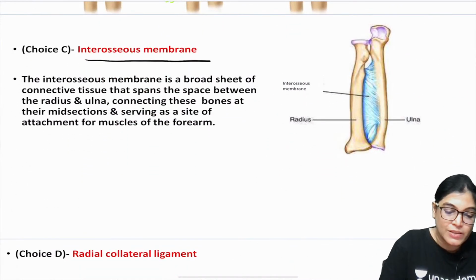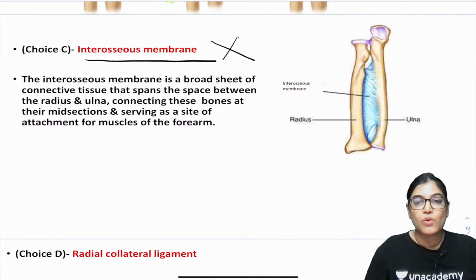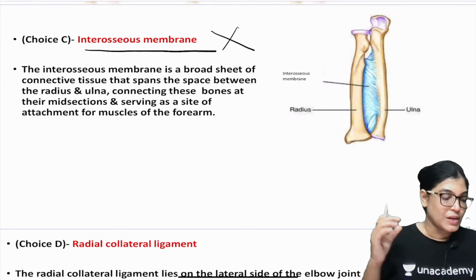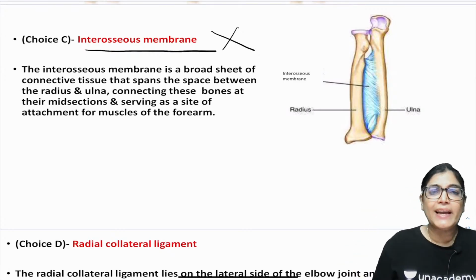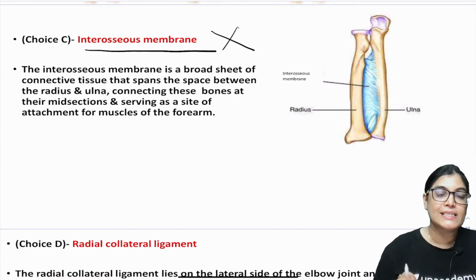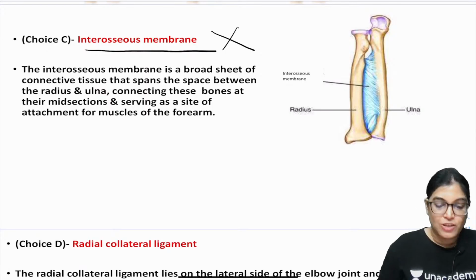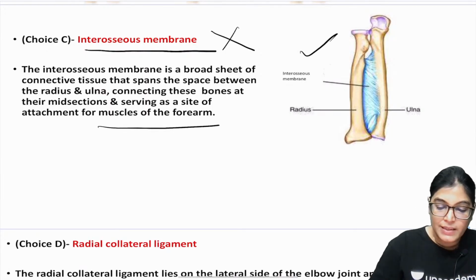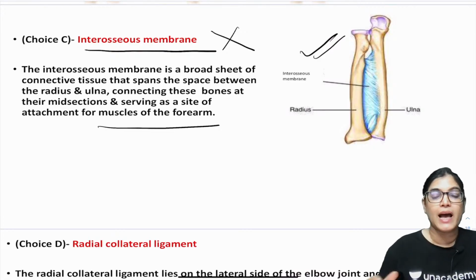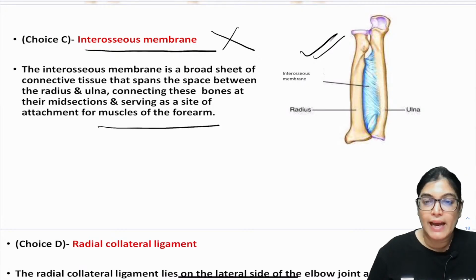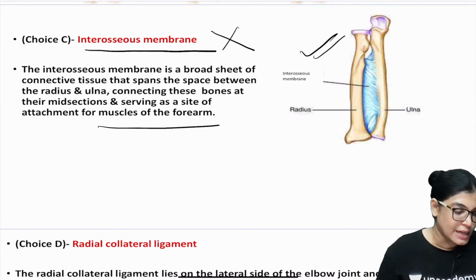One of the options was interosseous membrane, and I also want to rule out the incorrect options. We will first go with the explanation of the correct and then the incorrect options. So why is interosseous membrane not the correct answer? The reason is that interosseous membrane is a broad sheet of connective tissue spanning between the radius and ulna. It serves as a site for attachment of muscles of the forearm. So it is not injured in this case, and it is not causing the displacement of the radial head or the annular ligament. So this is not the correct answer.